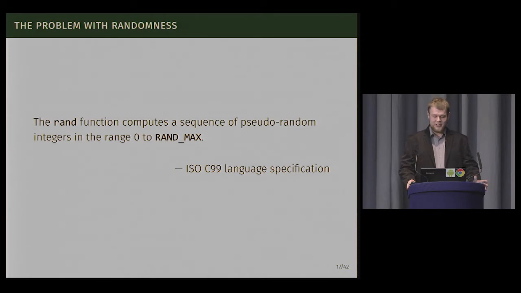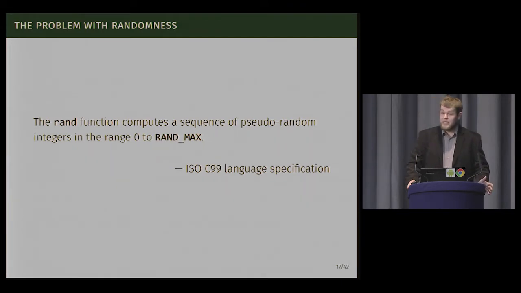So the rand function is defined by the language specification to compute a sequence of pseudo-random integers in the range from 0 to RAND_MAX, where RAND_MAX is a constant defined to be at least 32,767. What's the problem with this definition? Well, it guarantees literally nothing, apart from the fact that the number it returns is between 0 and RAND_MAX.